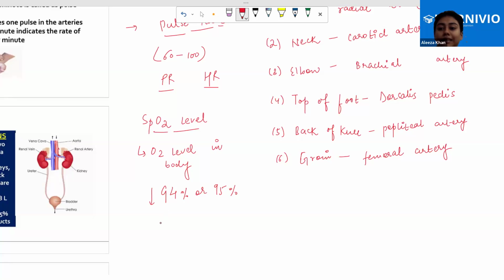In that case you will find the pulse rate or heart rate beyond 100, because your heart is pumping to meet the oxygen demands of the body. If the oxygen saturation level is dropping, it makes your heart work faster, beat faster, to meet the oxygen demands in the body. So in that case, your heart rate or pulse rate will be more. Understood?